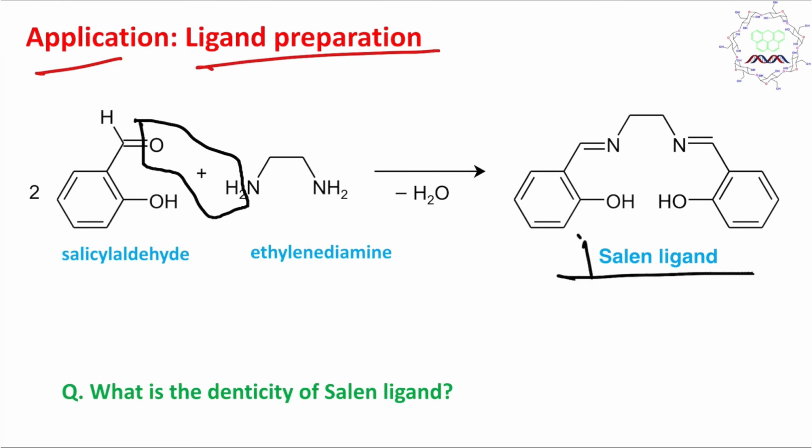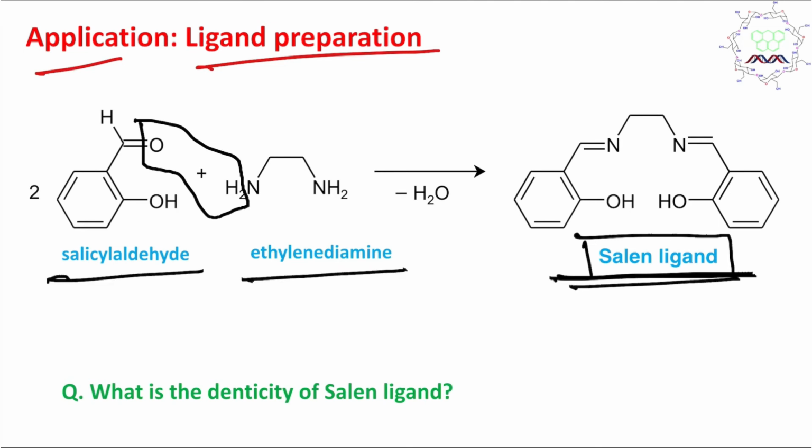This ligand has a name, it is called salen, and this is ethylene diamine, that's why this is called salen. Now a question, what is the denticity of the salen ligand? I request you student, pause the video and write your answer in the comment box. Means how many centers are there in the salen ligand which can coordinate or bind to the metal? So this is the question.